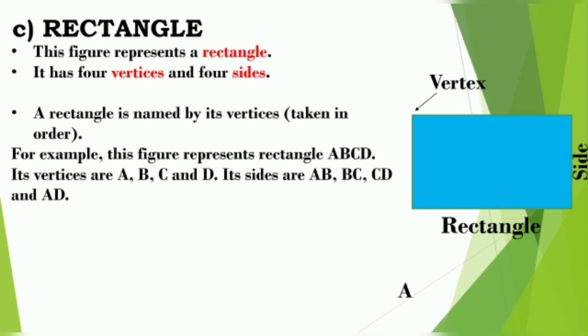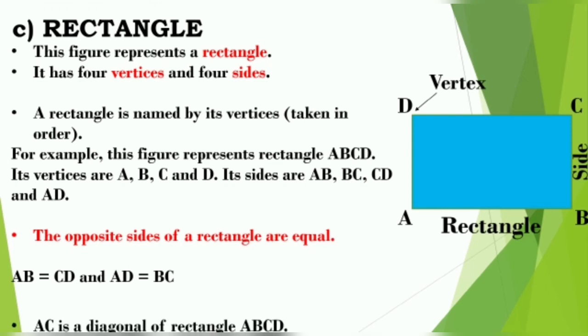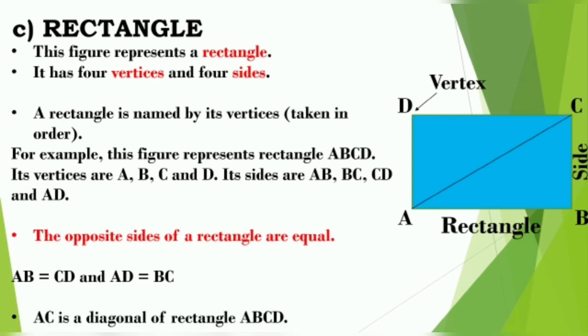Its vertices are A, B, C, and D. Its sides are AB, BC, CD, and AD. The opposite sides of a rectangle are equal. AB is equal to CD and AD is equal to BC. AC is a diagonal of rectangle ABCD.